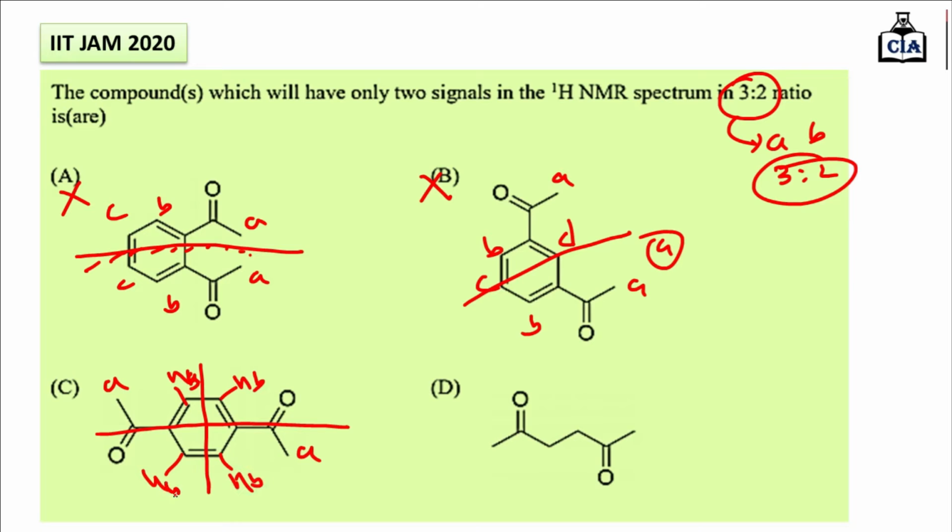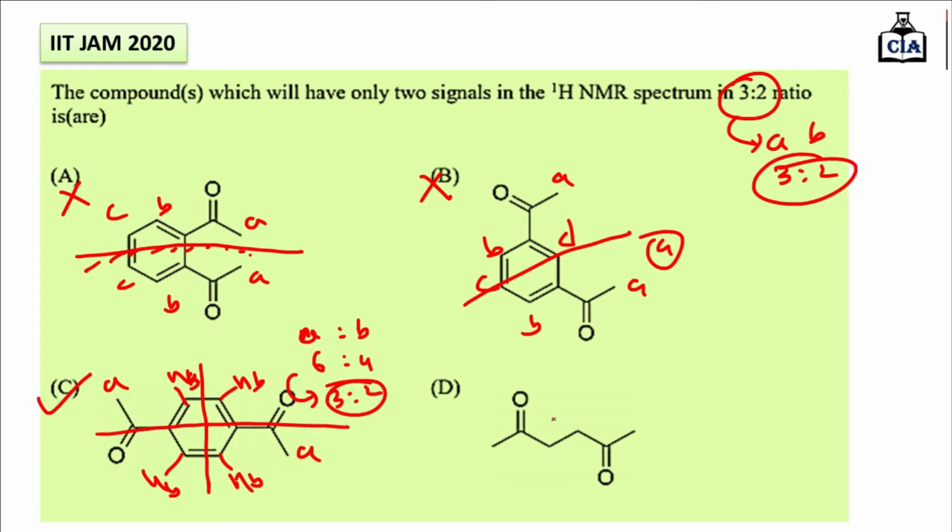So in this option there are a total of two types of proton, the A type of proton and the B type of proton, as follows. That is, the A type of protons will be 6 and the B type of protons 4. If you simplify the ratio, it is 3 as to 2. So option C will be the correct answer.